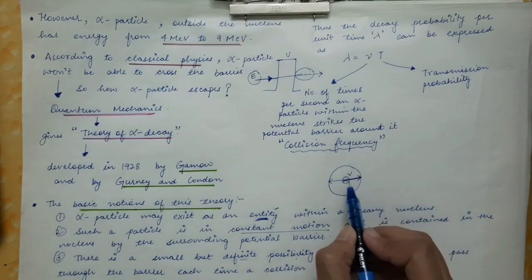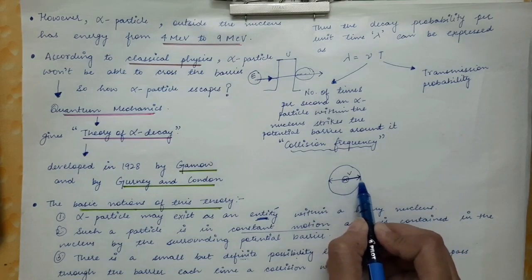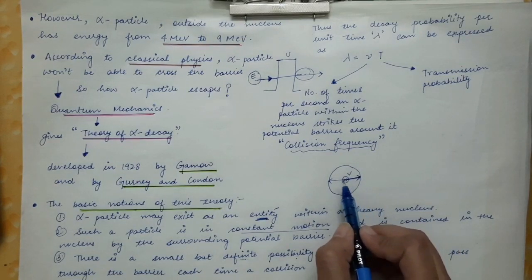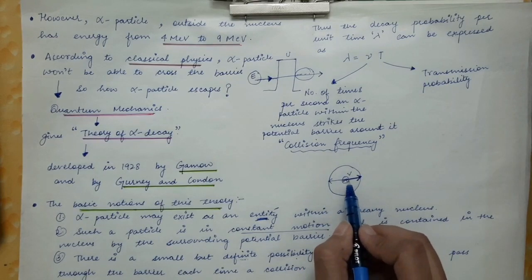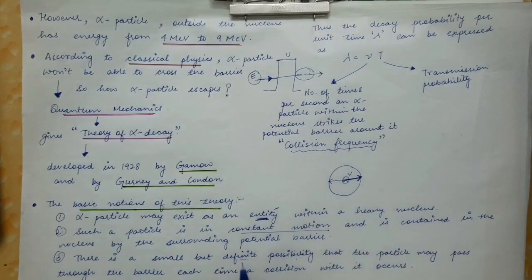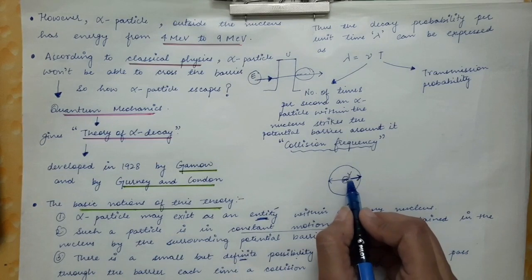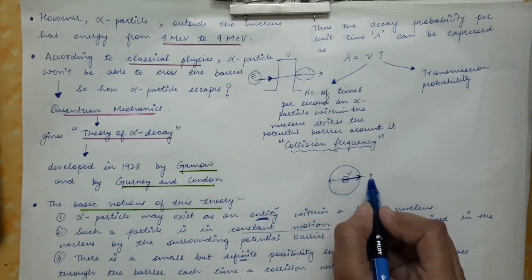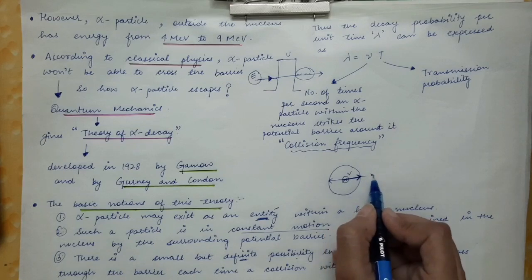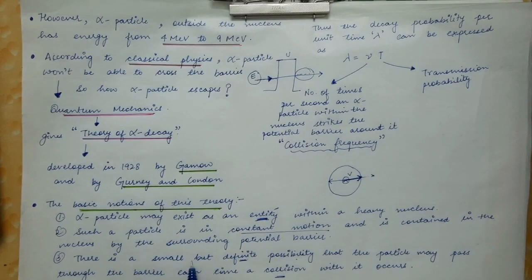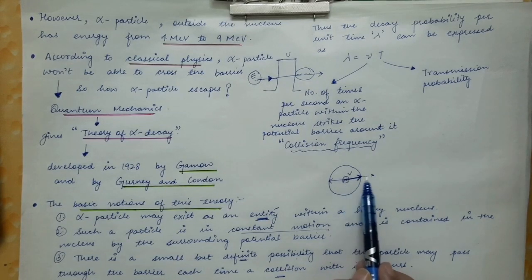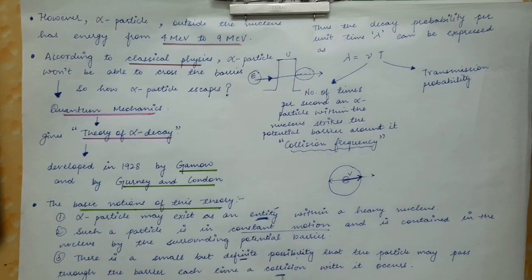So the third assumption is that when the alpha particle hits the surface of the nucleus, or you can say if it hits the potential barrier which is present at the surface, then there is a small but definite probability that the alpha particle will be ejected on the collision. So it will be ejected by the nucleus at the time of the collision. So there is a possibility that the alpha particle will cross the barrier when the collision with it occurs.